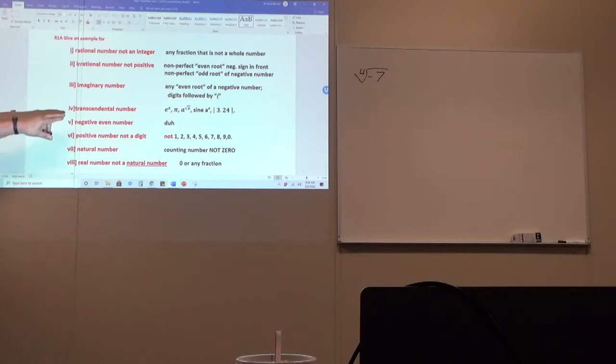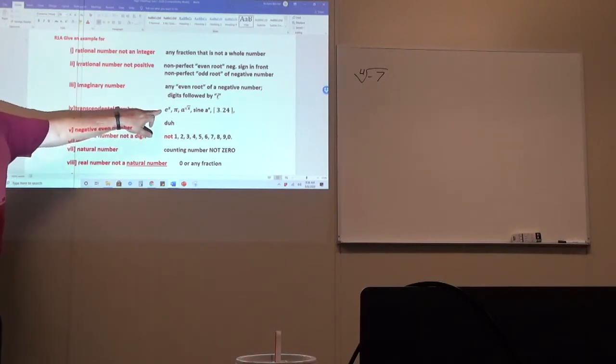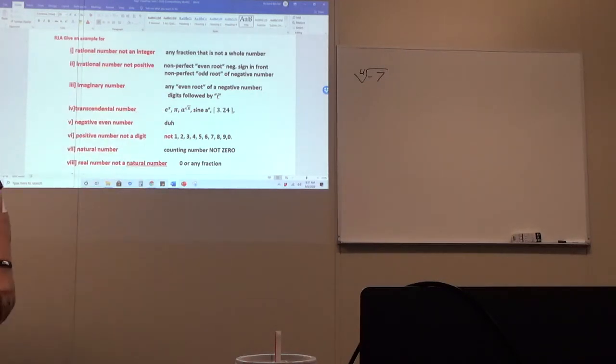All right, okay, transcendental number, there they are, write them down if you need them. You won't need them after this chapter, except to know that pi is transcendental. The rest of them you don't get till you get into trig.